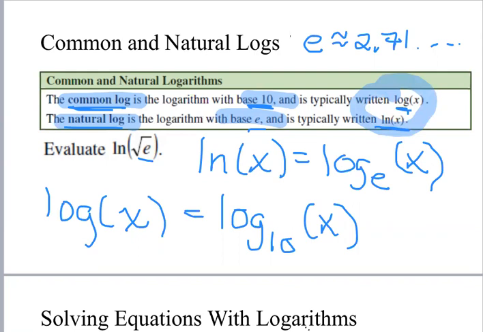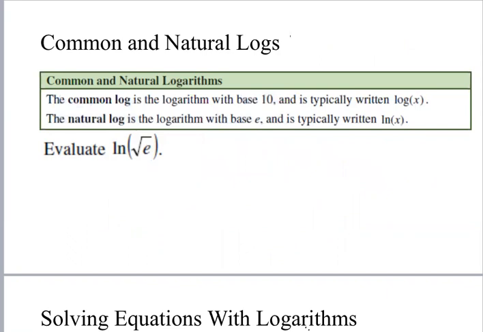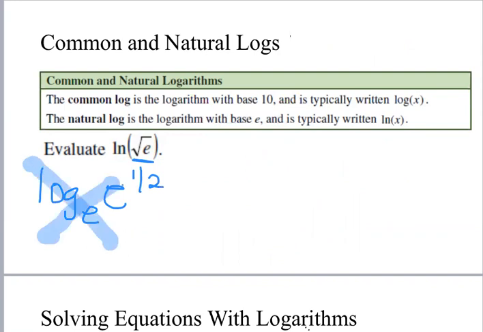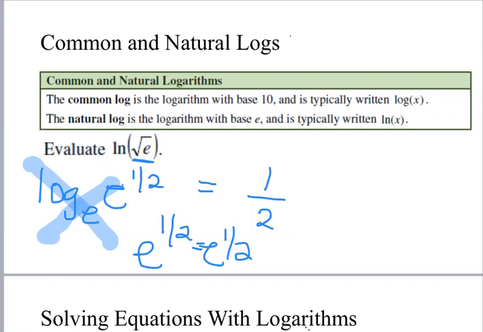Okay. So for this problem, if we want to evaluate it, I'm going to rewrite this as log base e, and then I'm going to rewrite this as e to the half. So that becomes one of those inverse properties, and we are left with 1/2. So this is saying e to the half basically equals e to the half. So our answer is half.